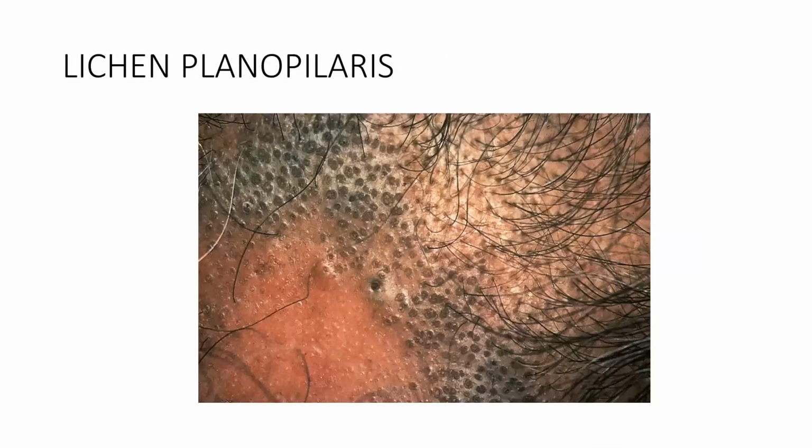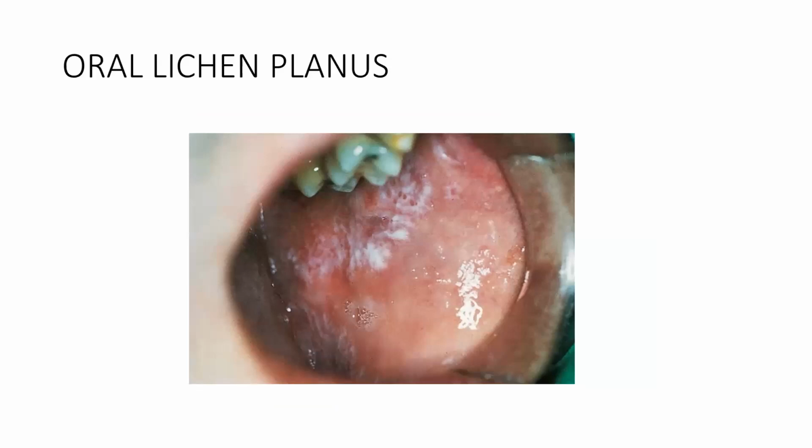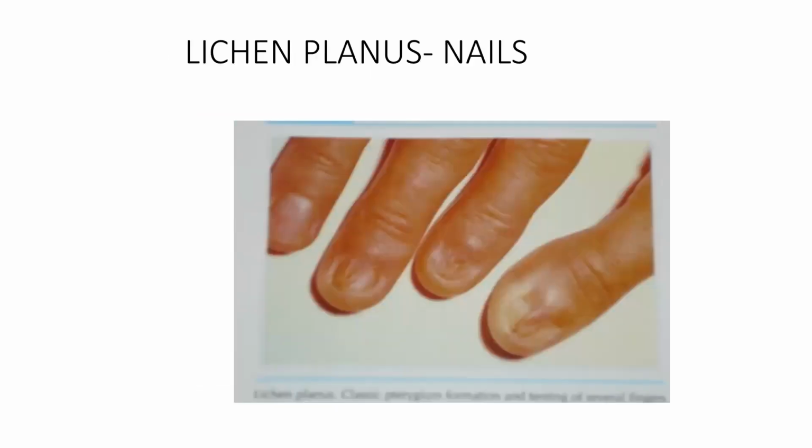Lichen planopilaris, also called follicular lichen planus, is lichen planus of the hairy area, and it results in scarring or cicatricial alopecia. Oral lichen planus: lacy network. Lichen planus of the nails: you can see the proximal nail fold extending throughout the nail plate in a triangular form, dividing the nail plate. This is called pterygium.